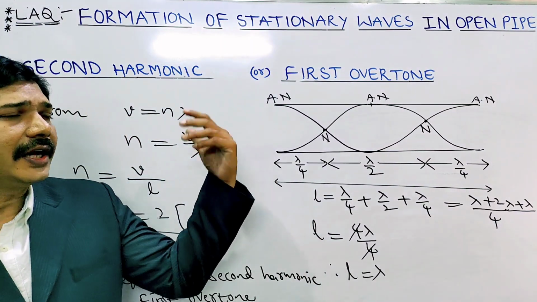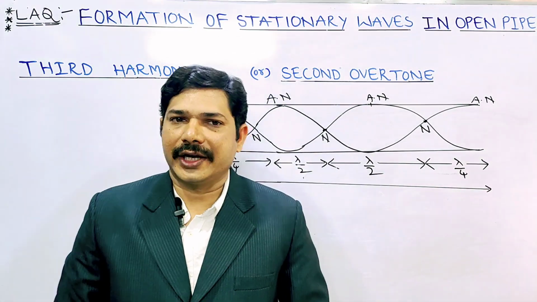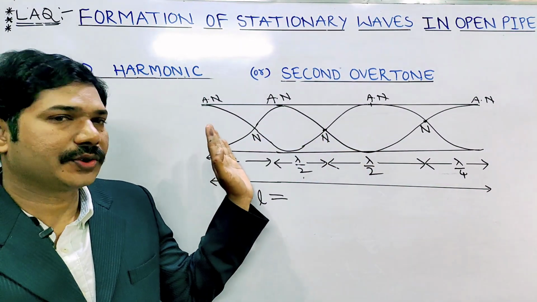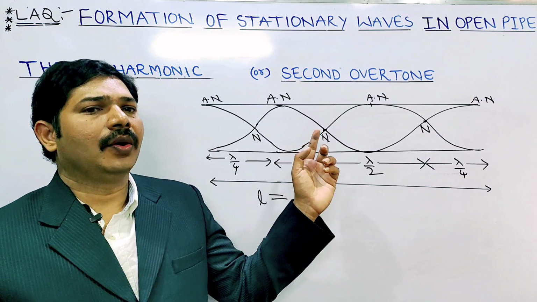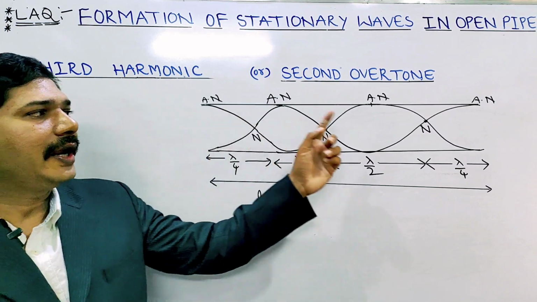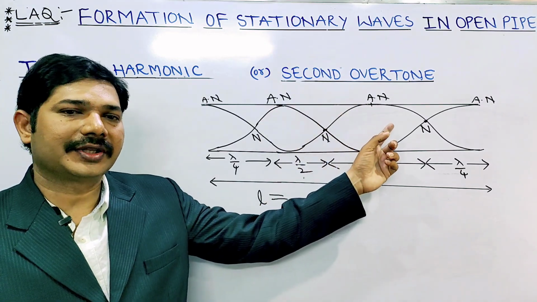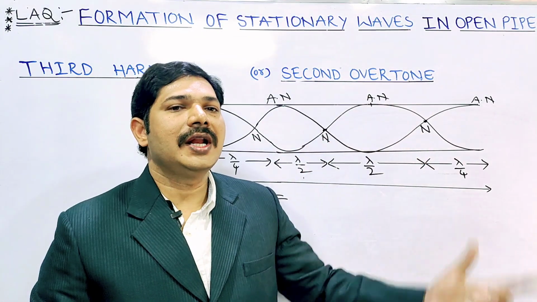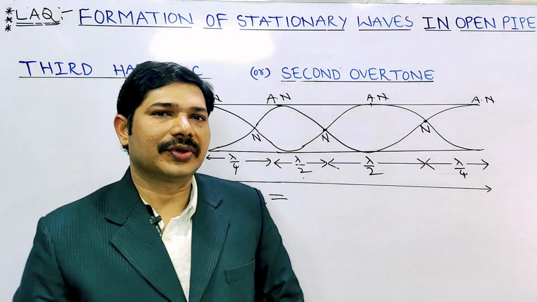Like this, third harmonic or second overtone we will also derive. Last case, third harmonic or second overtone. In this, two full segments will form and two half segments, two ends, two half segments will form. Whenever sound wave is sent through an open pipe, two full segments and two half segments will form. At the open end always antinodes are formed; wherever amplitudes are maximum there antinodes are formed, and wherever amplitudes are minimum there nodes are formed. Totally in this third harmonic or second overtone, 4 antinodes and 3 nodes are formed.